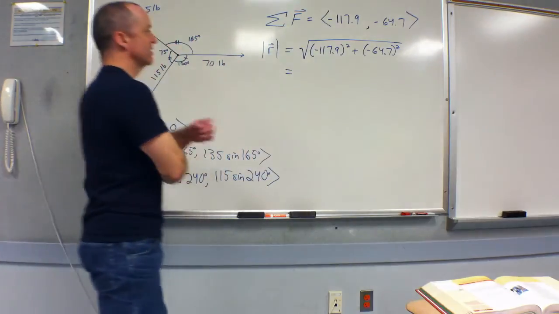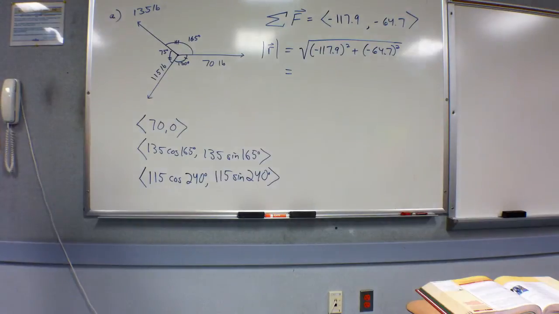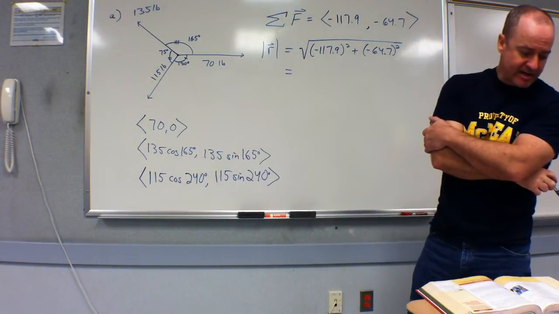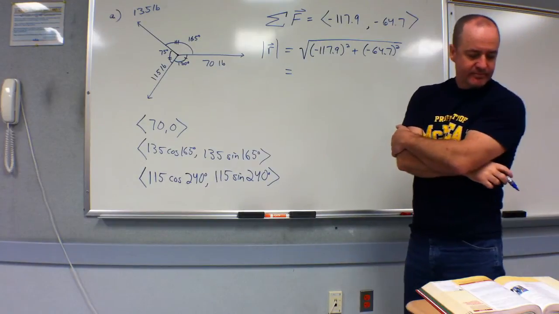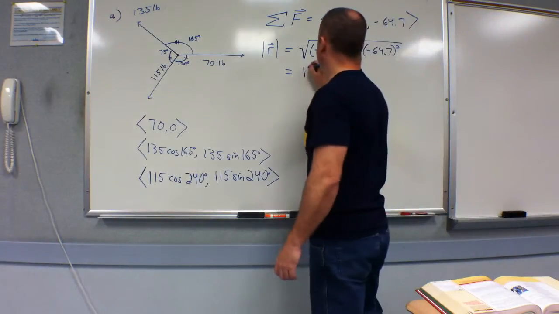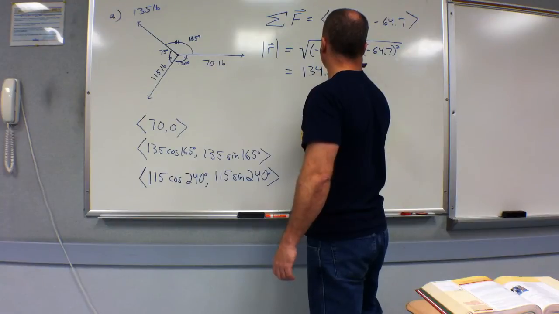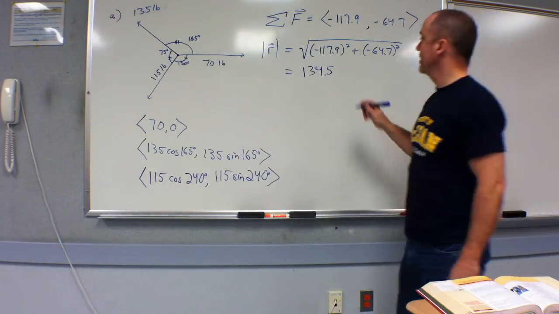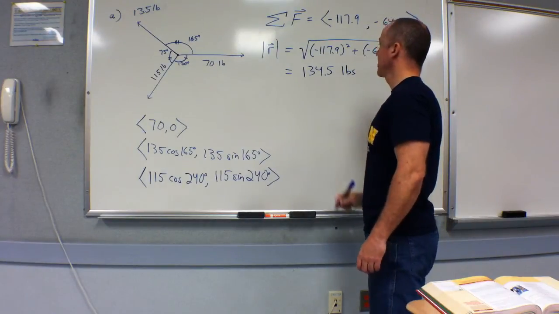Anyone get that yet? Oh wait, no, I didn't. The book had, I can tell you what the book got. It was 134 pounds. Okay, the book got 134.5. I'm not sure where they rounded, but very close. So 134.5 pounds.